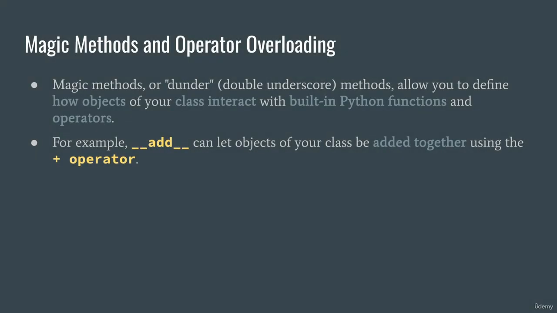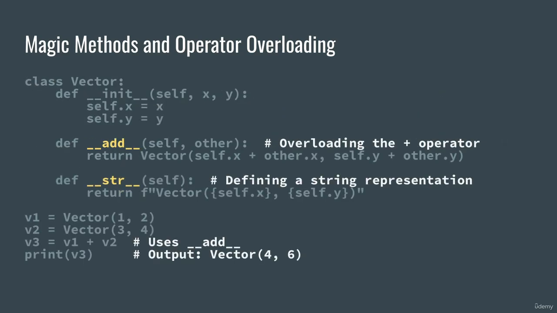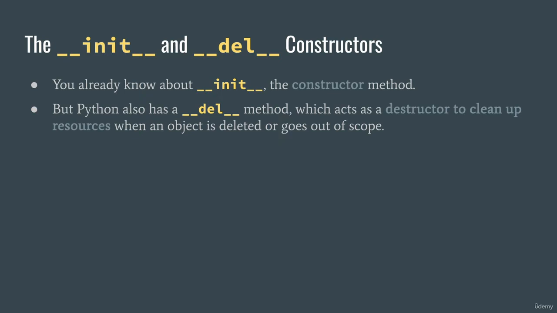In Python, magic methods, often referred to as dunder methods due to their double underscore naming convention, are methods that allow you to define how instances of your class interact with built-in Python functions and operators. For example, by implementing the add method, you can enable the use of the plus operator to add objects of your class together.